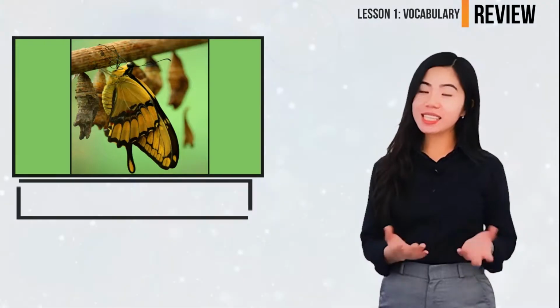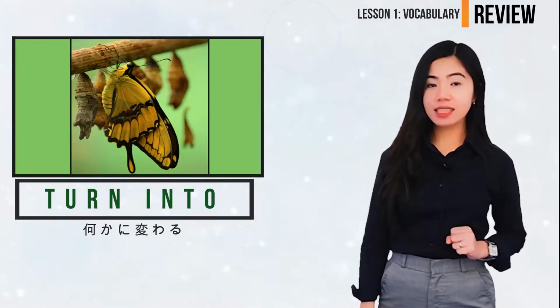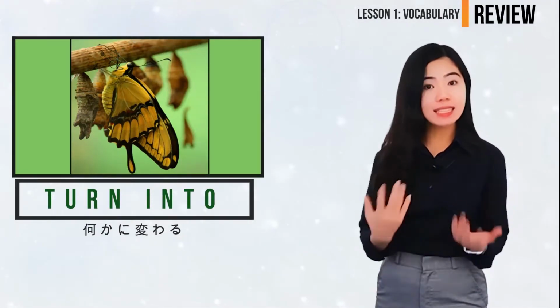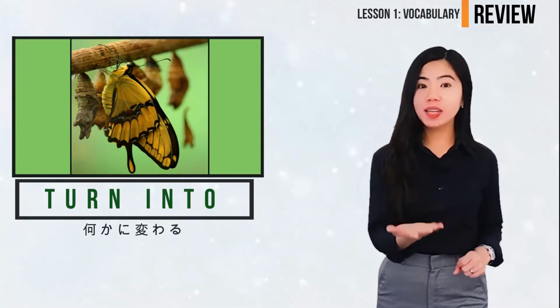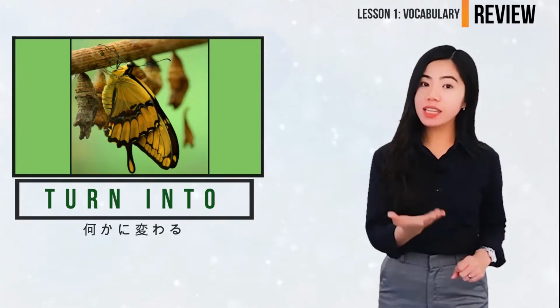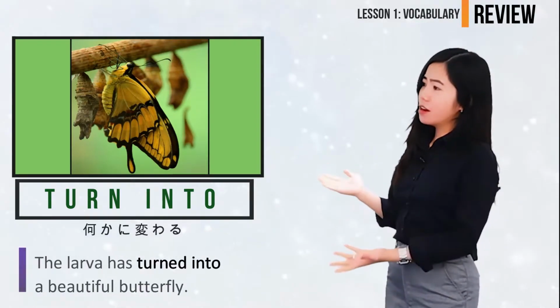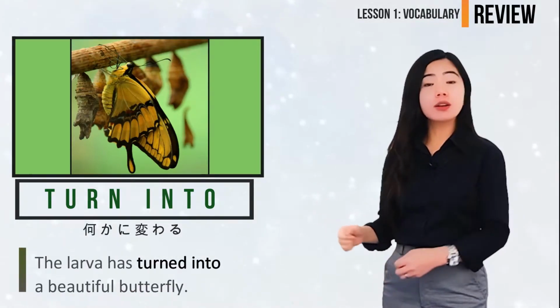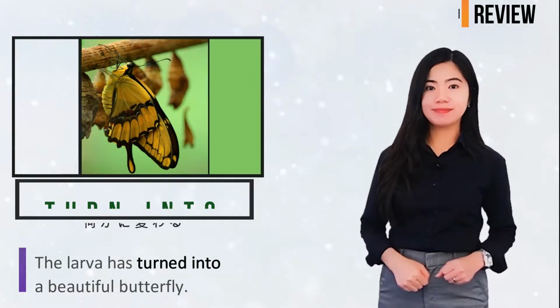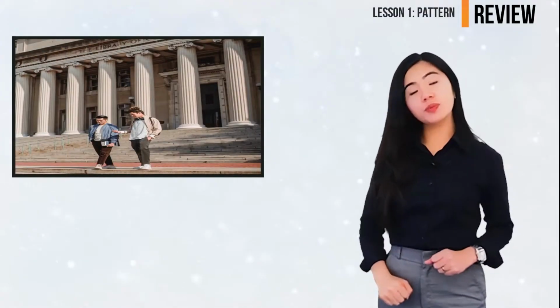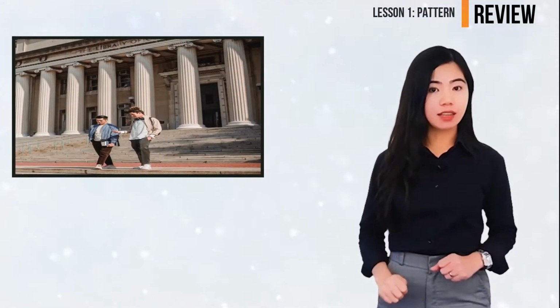You got it right. The correct vocabulary is turn into. Now let's say it together. Turn into. Turn into. Turn into. The larva has turned into a colorful butterfly. Now let's proceed to the second exercise.